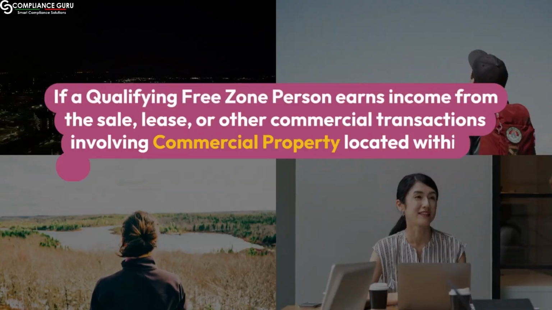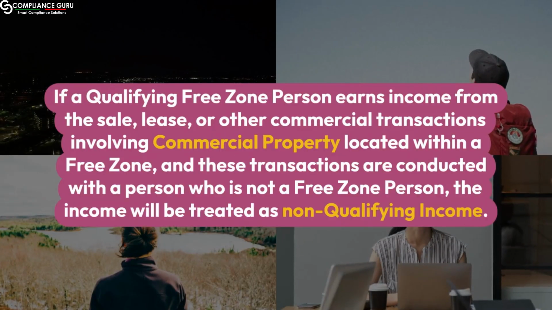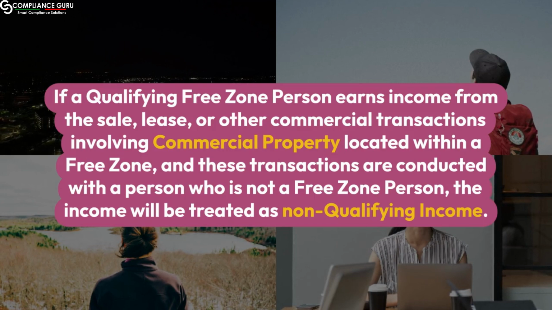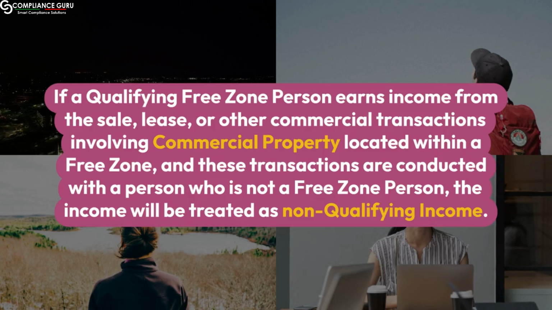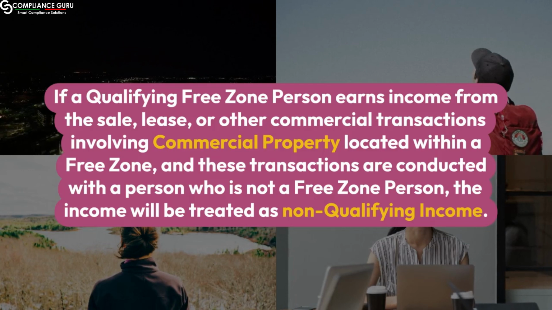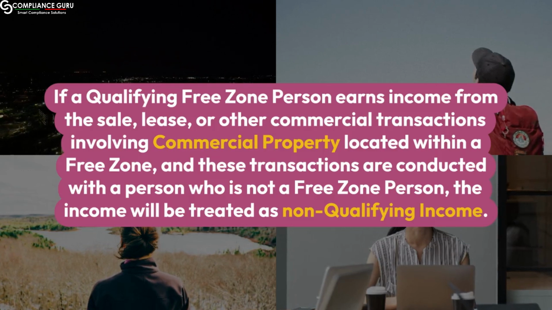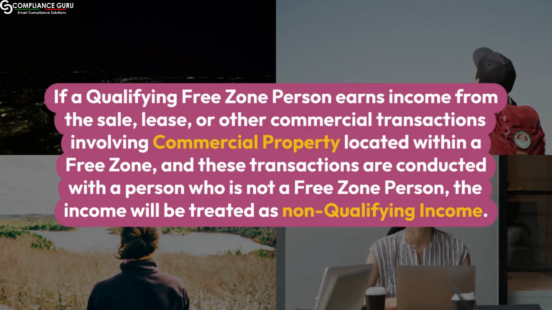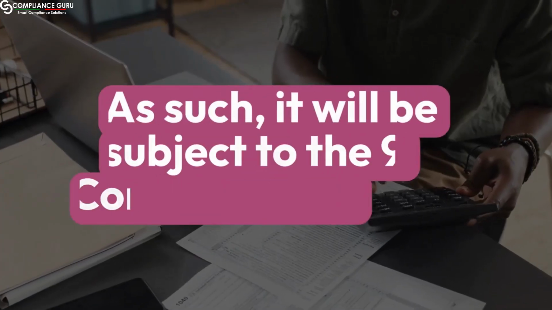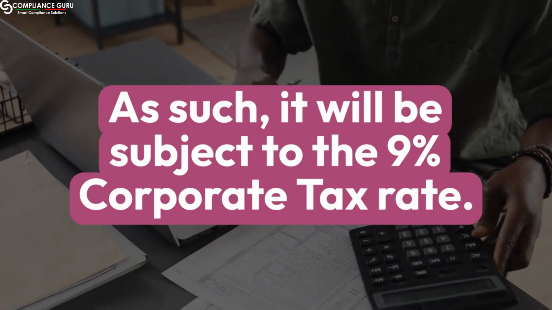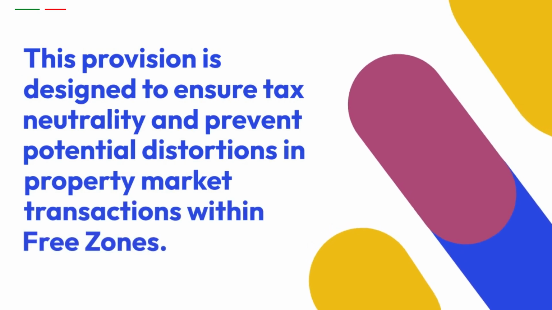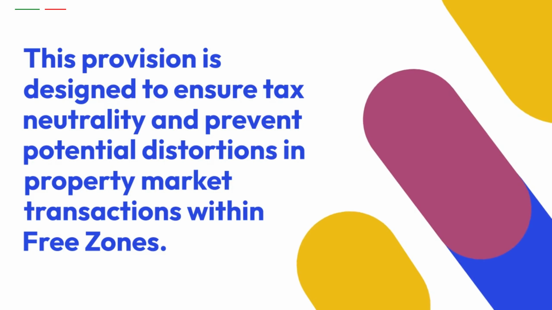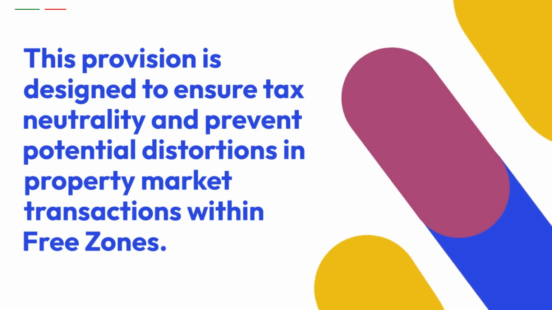2. Income from commercial property transactions in a free zone. If a qualifying free zone person earns income from the sale, lease, or other commercial transactions involving commercial property located within a free zone, and these transactions are conducted with a person who is not a free zone person, the income will be treated as non-qualifying income. As such, it will be subject to the 9% corporate tax rate. This provision is designed to ensure tax neutrality and prevent potential distortions in property market transactions within free zones.